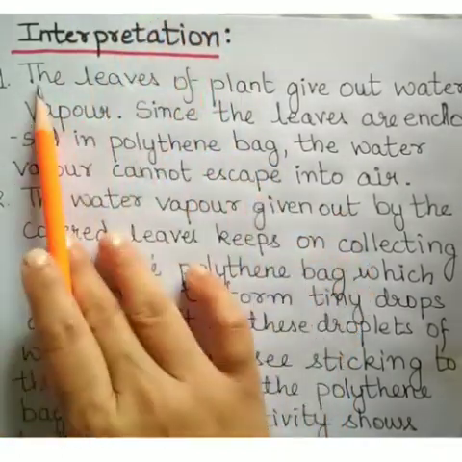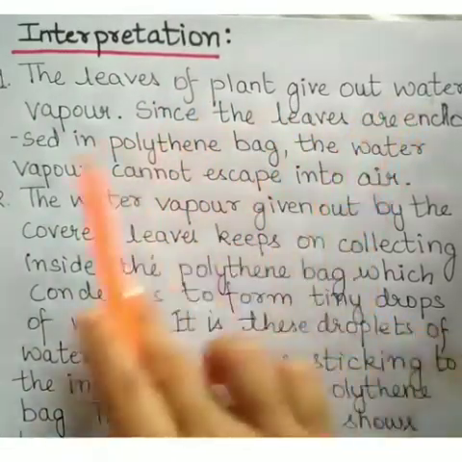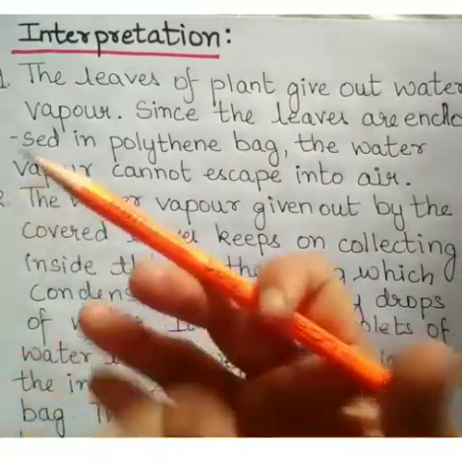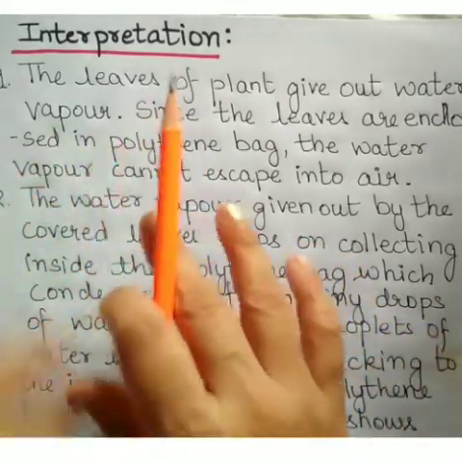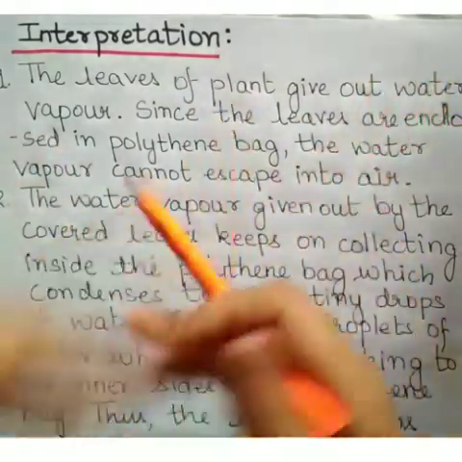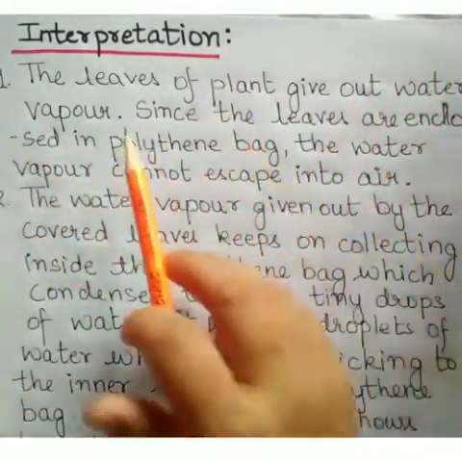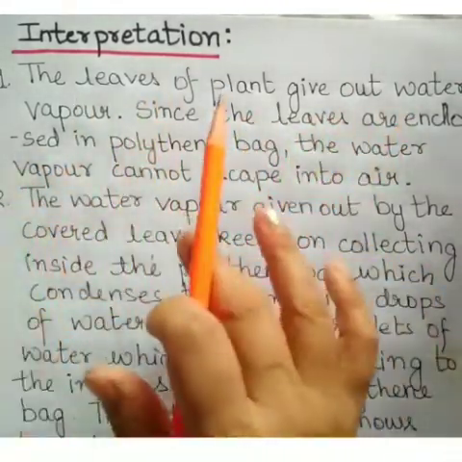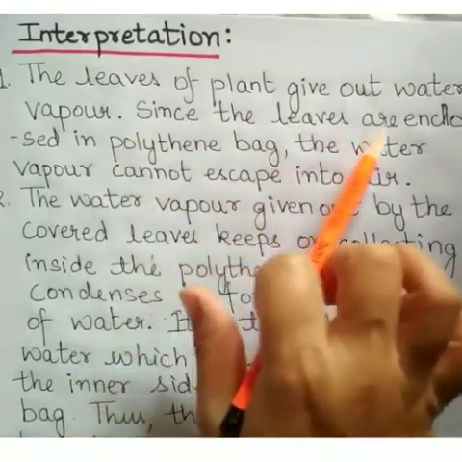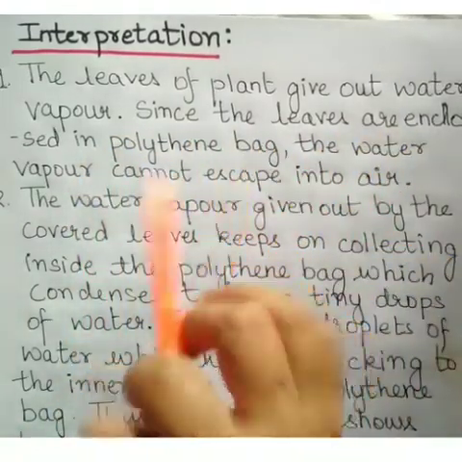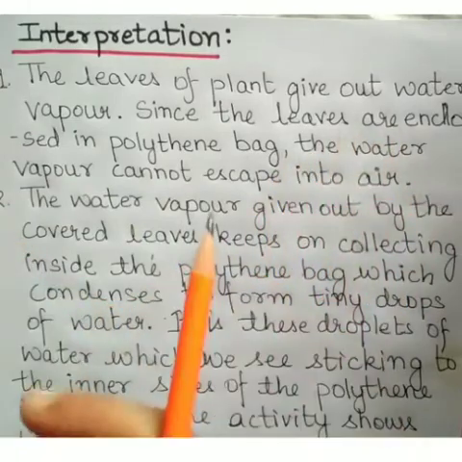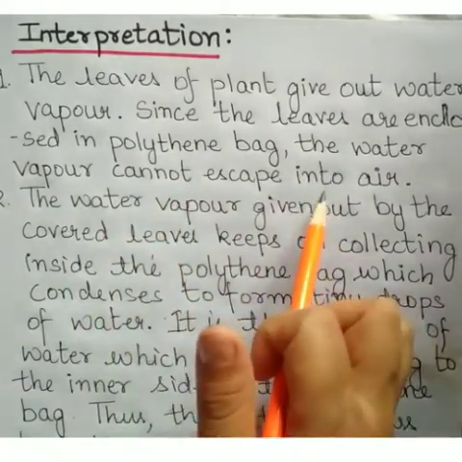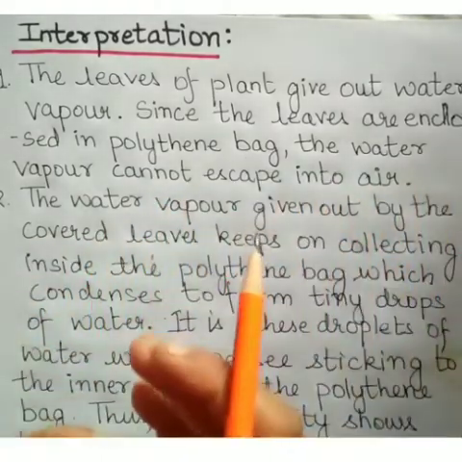It shows that the leaves of plant give out water vapor. Since I told you transpiration is actually the evaporation of water from leaves. So when we keep the plant in sunshine, then what happens? Transpiration occurs and evaporation occurs in leaves. Then the leaves of plant, they give out water vapor. Since the leaves are enclosed in polythene bag, we have wrapped the leaves with the polythene bag. Then the water vapor, it cannot escape into air. It remains inside the polythene bag.